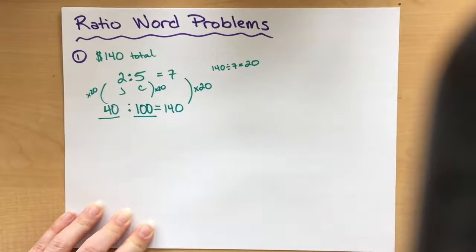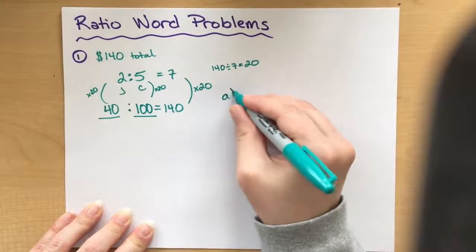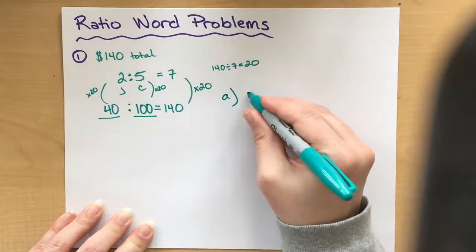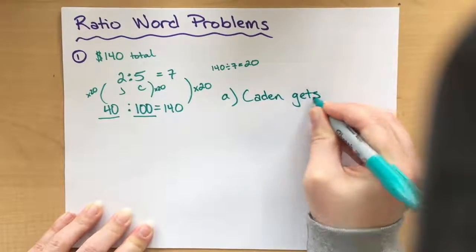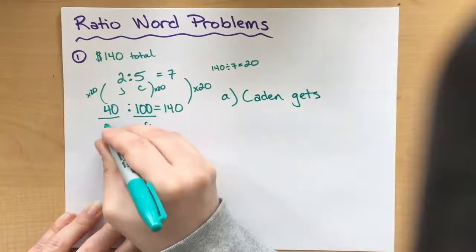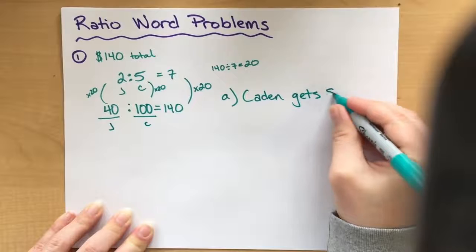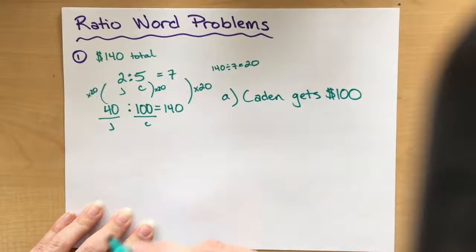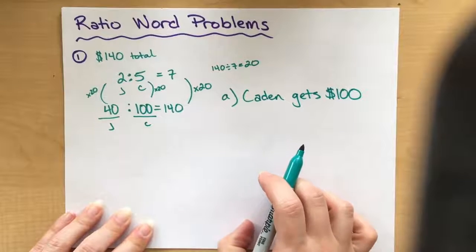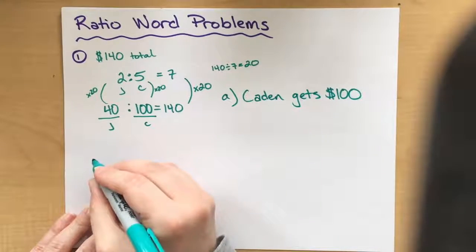So question A was asking us, how much money does Caden get? So Caden, if I look at this one, that represents the Caden, that represents Jaden. Caden gets $100 of the 140 total that they started with. Okay, so there's your answer for A.